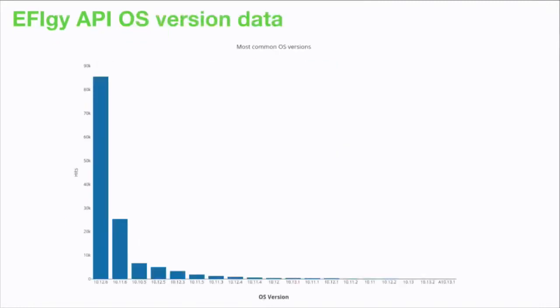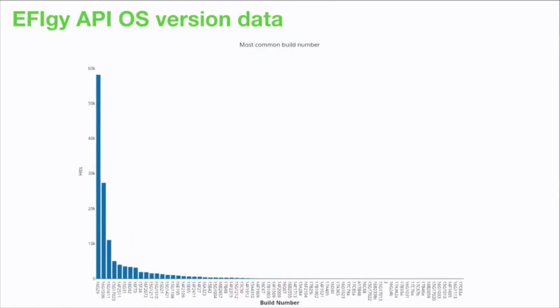So here's some pretty graphs. You can see that 10.6 is the most installed version of the OS that's hitting the API, and it drops off pretty rapidly from there, with the most recent version of 10.11 following. We don't hit 10.13 until around here. This is across build numbers. Again, this is just showing that 10.12.6, the latest security update for 10.12.6, is the most prevalent.